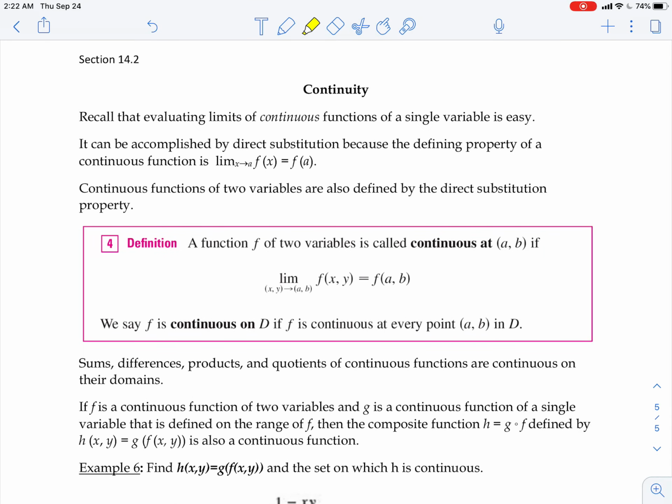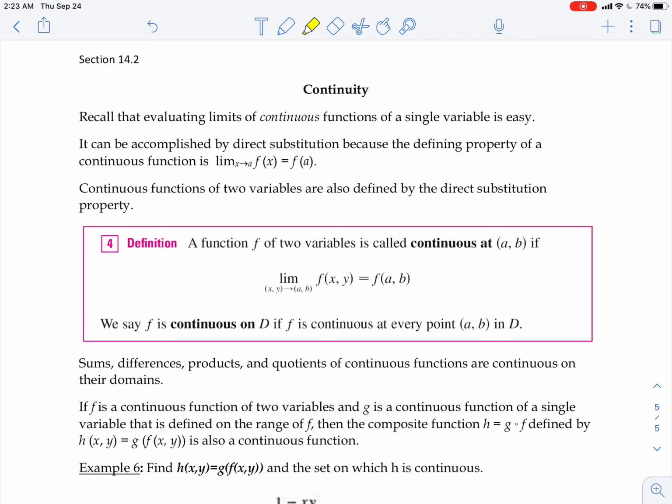Alright, last page, and we're going to talk about continuity. Basically, the definition of continuity is the same as the definition for continuity in one independent variable. So recall that evaluating limits of continuous functions of a single variable is easy. I'm not going to read this out loud, just know that I'm going to talk about the definition.